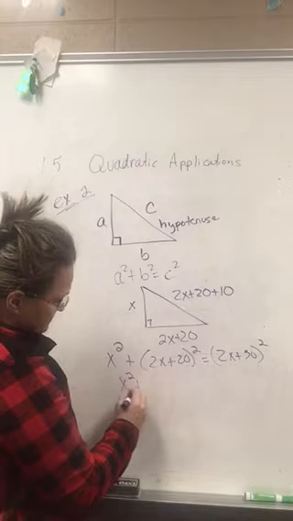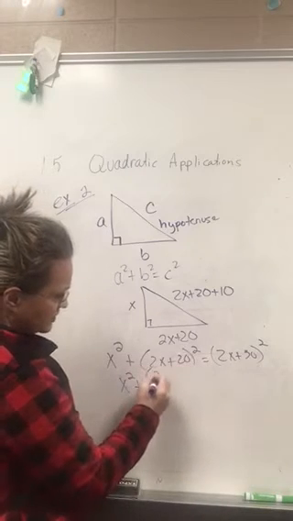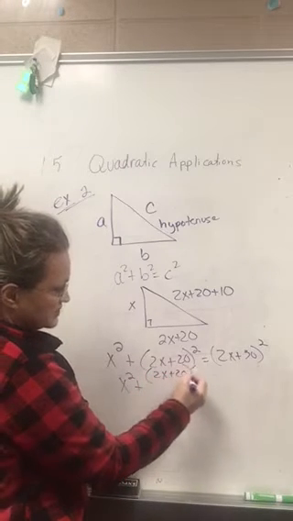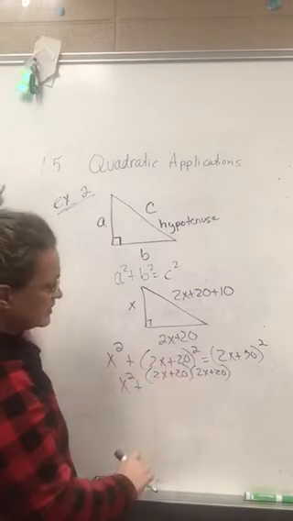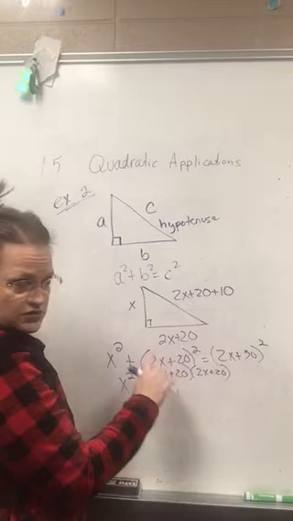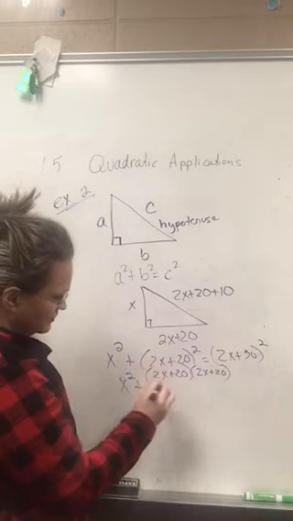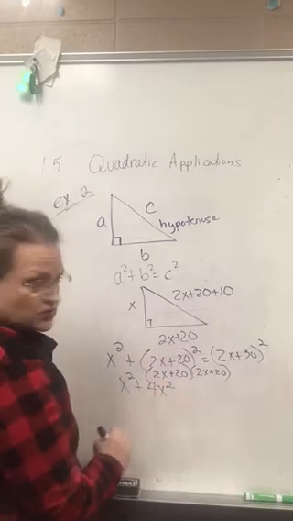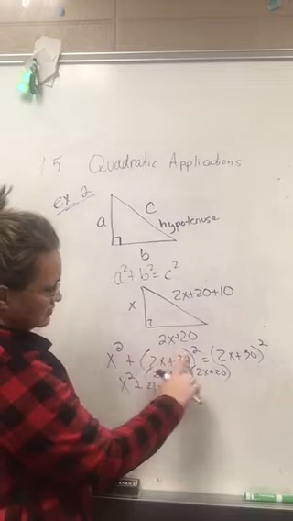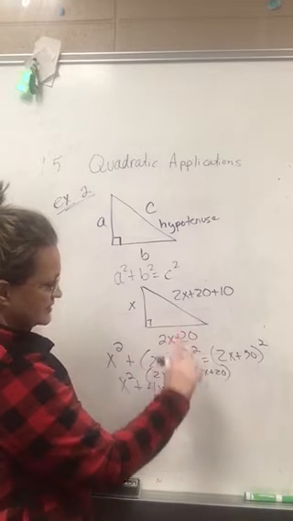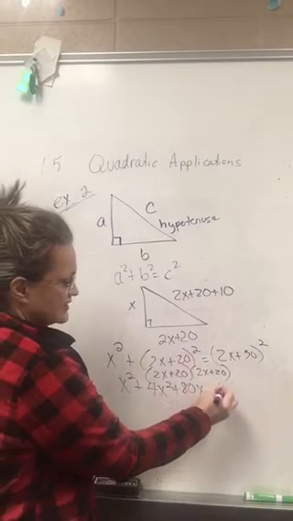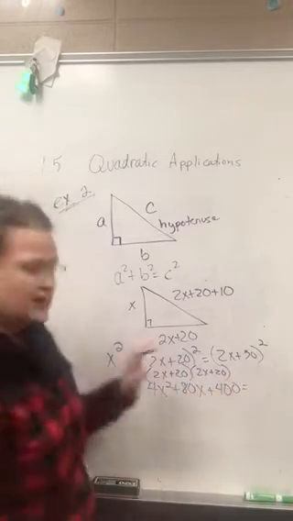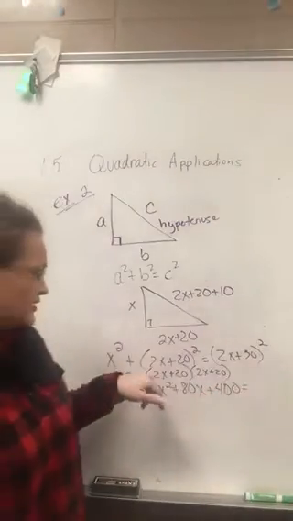So we FOIL this. You can FOIL it by writing down 2x plus 20 times 2x plus 20 and go through your FOIL method. Or you could use the squaring pattern, which is the square of the first. That's going to be your 4x squared. These two numbers times together is 40x and double that, so that's 80x. And then the square of the last number, 400.